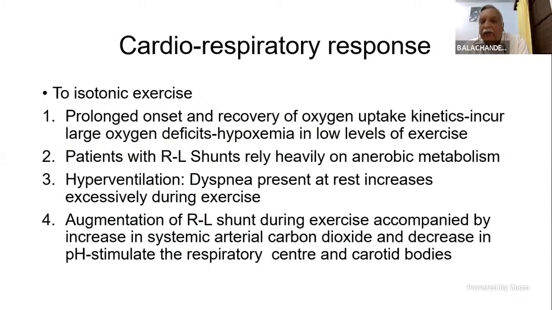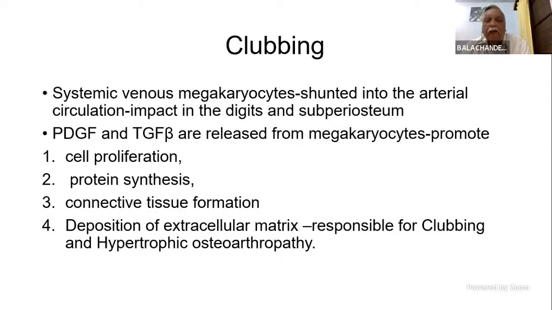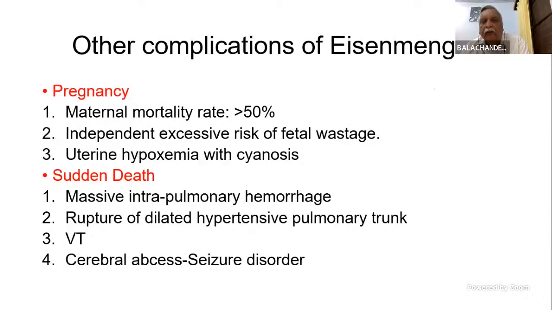So the important thing is the cardiorespiratory response to isotonic exercise, and that is an important thing with the right to left shunt. So augmentation of right to left shunt during exercise, accompanied by a fall in systemic arterial saturation. Of course, we can't measure all that, but clinically, you have to show that there is increased cyanosis on exertion. Next slide. And of course, clubbing, next one. And other complications which are important. Next one, please.